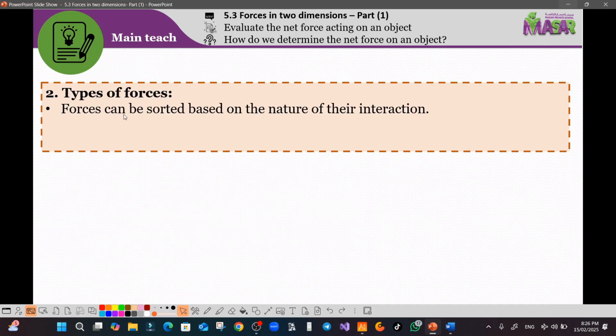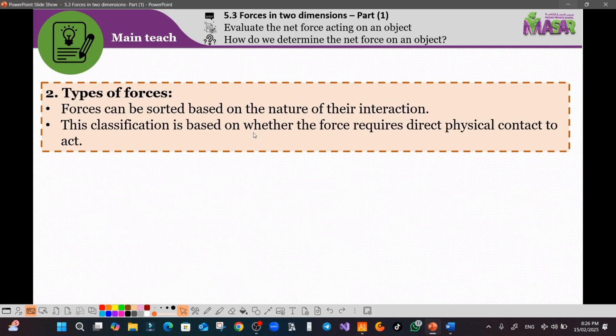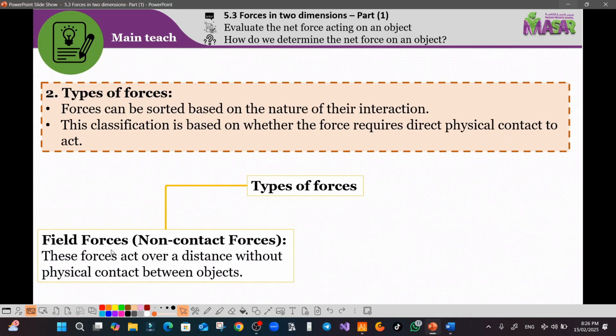Now, the types of forces. Forces can be sorted based on the nature of their interaction. This classification is based on whether the force requires direct physical contact to act. For that, the two types are field forces, or we can say non-contact force, or even force from a distance. All of these terms have the same meaning, and we use them to describe any force that acts over a distance without physical contact between objects.